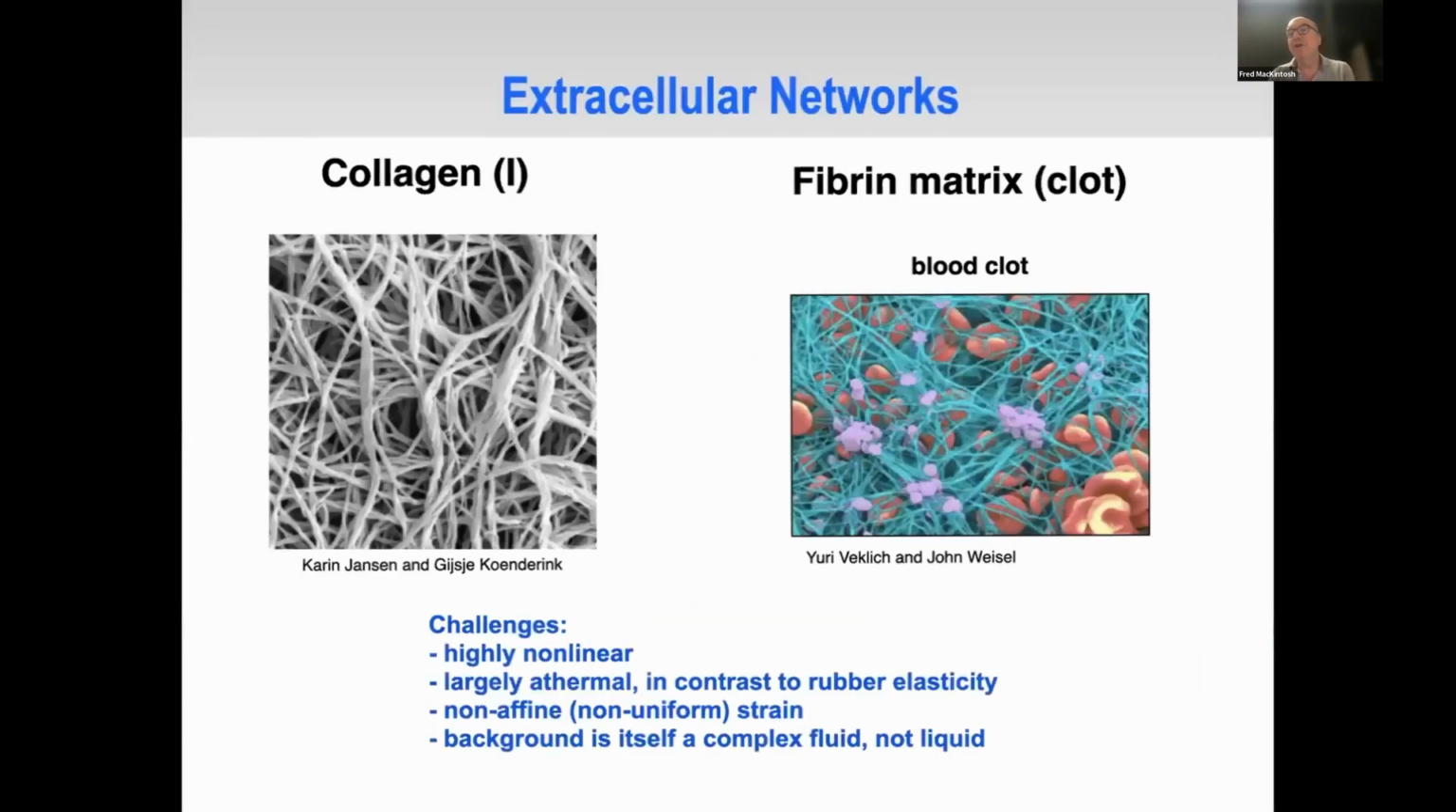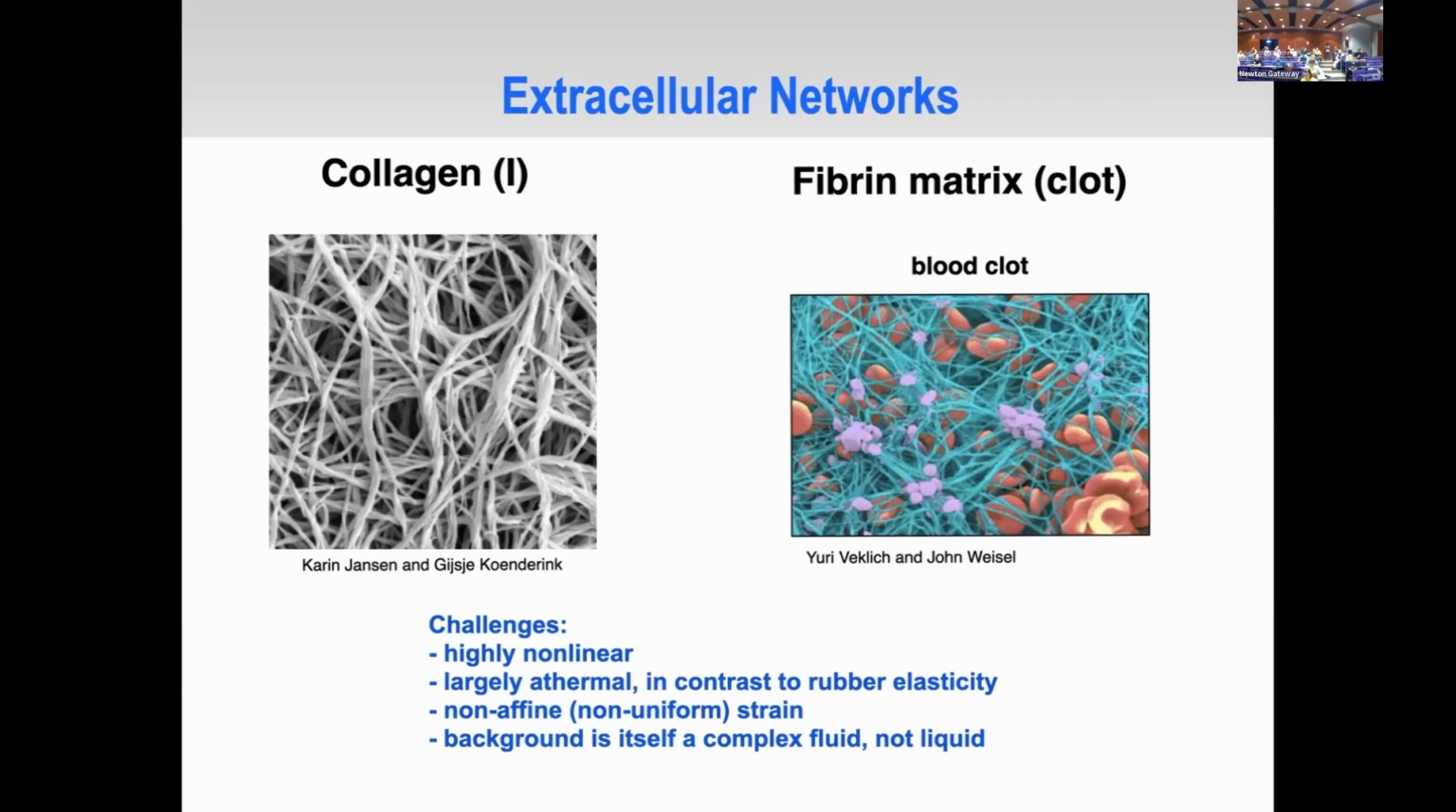So our tissues depend for mechanical stability on matrices such as collagen here. On the left, you see a beautiful image of collagen from my colleagues, back then in Amsterdam, now in Delft, Gijsje Koenderink's group. So this is collagen type 1. These form thick filamentous proteins, biopolymers, fibers, you could say.